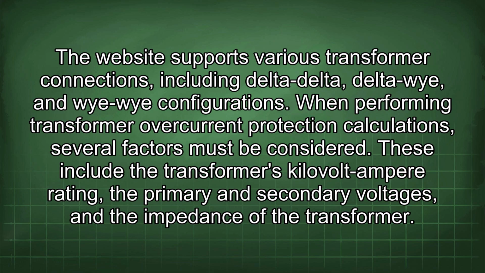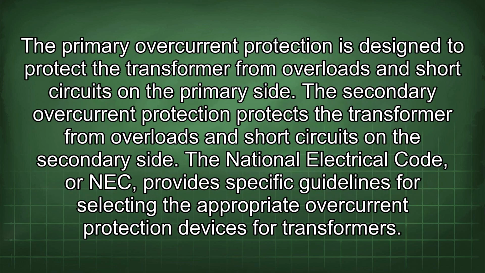When performing transformer overcurrent protection calculations, several factors must be considered. These include the transformer's kilovolt-ampere rating, the primary and secondary voltages, and the impedance of the transformer. The primary overcurrent protection is designed to protect the transformer from overloads and short circuits on the primary side. The secondary overcurrent protection protects the transformer from overloads and short circuits on the secondary side.